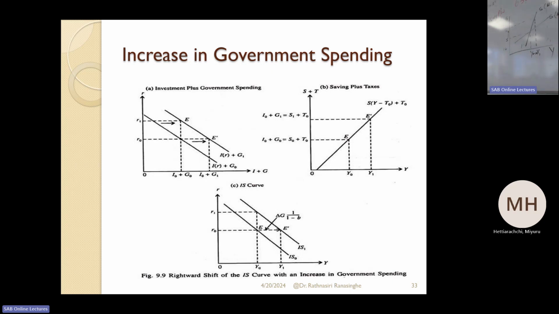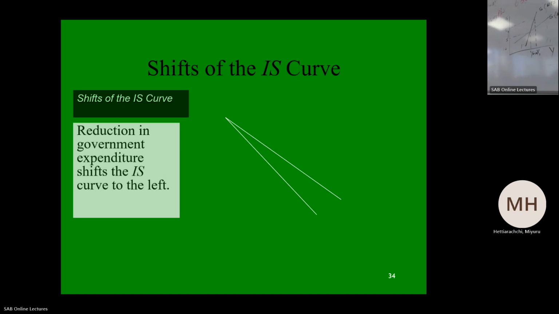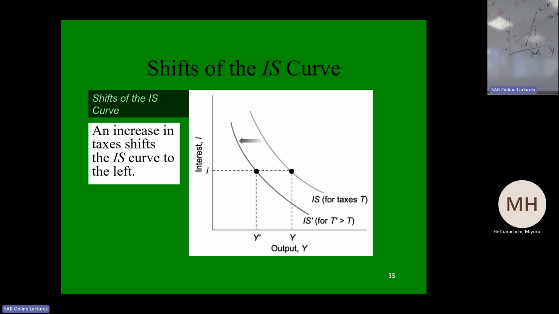So if there is a rise in government expenditure, income can increase from Y0 to Y1 due to the direct and indirect effects. That is explained by the multiplier, given by delta G. If there is a tax, what happens?